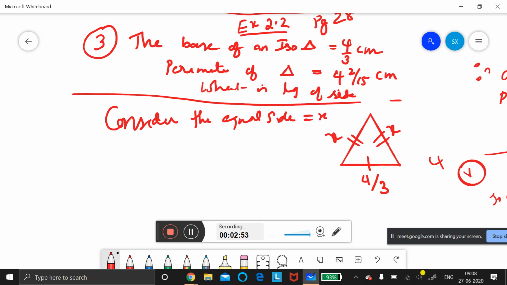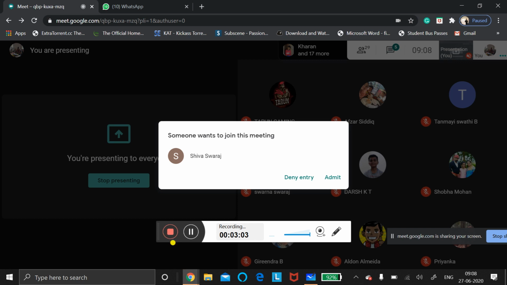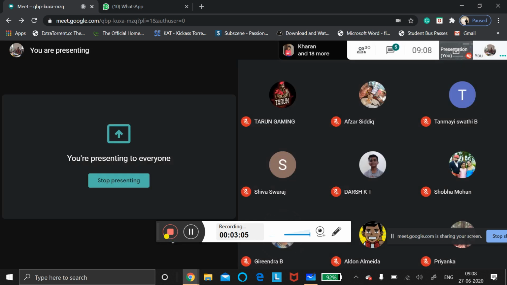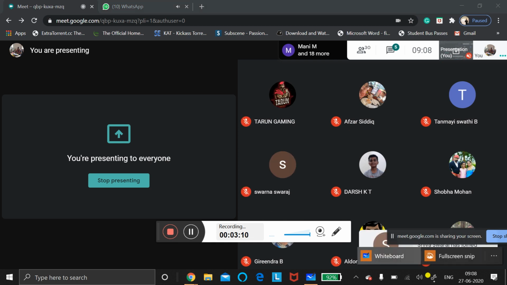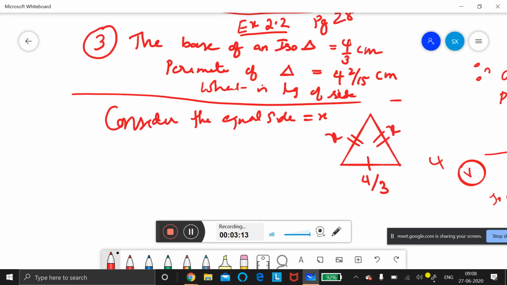Now perimeter. What do you mean by perimeter, Purnagant? Purnagant, what is meant by perimeter? Purnagant left, ma'am. Because I'm telling him to read, he left off. Gokul, tell. Very good. The sum of the length of all sides of a figure is called perimeter. Very good. We can clap for Gokul.